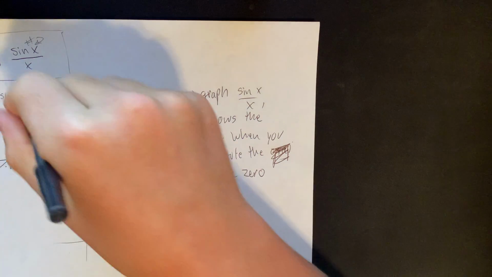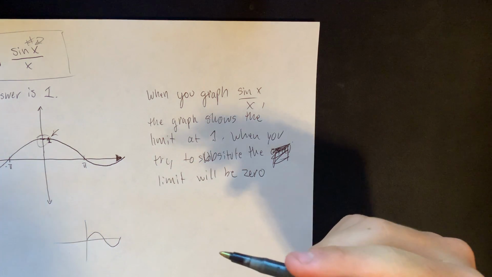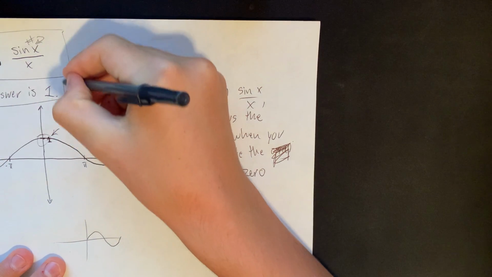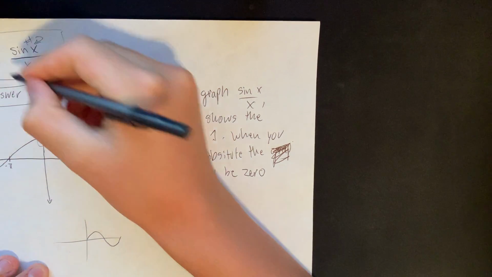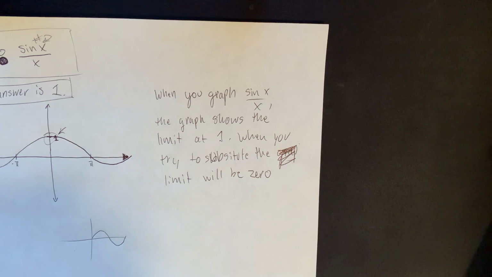So when you substitute the 0 in for that, you get 1. And that's basically it. So your answer is going to be 1 when it's at 0. And also when it's at infinity, it will be approaching 0, but at an infinity level.